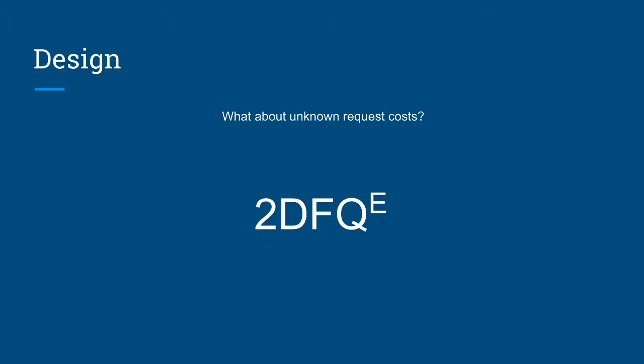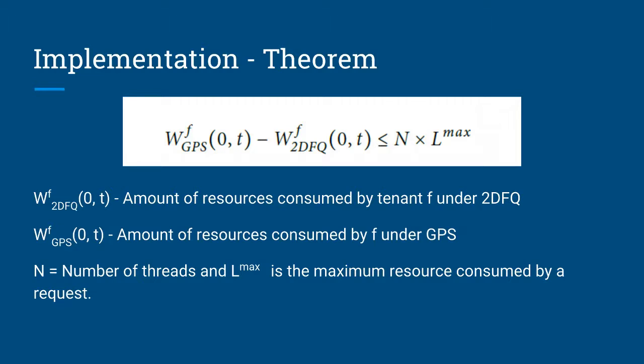So then the question becomes, what do you do if the resource costs are not known? Up until now, even in our analogy, we had the school kids coming up and telling us exactly how many stickers they wanted. Well, what if you have a resource request that has an unknown resource cost? What they added in the paper is 2DFQE, and 2DFQE accounts for that situation.